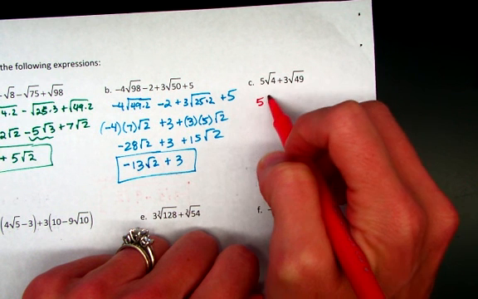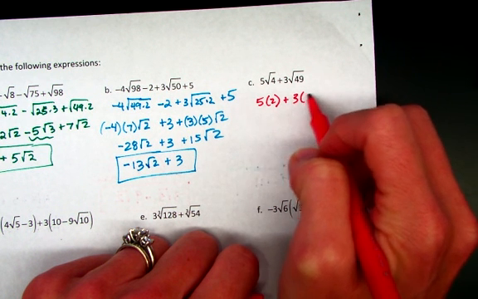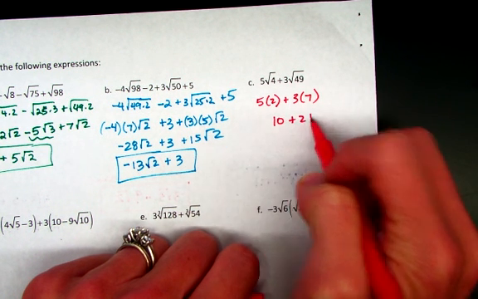This is 5 times 2 plus 3 times 7, so that's 10 plus 21, which is 31.